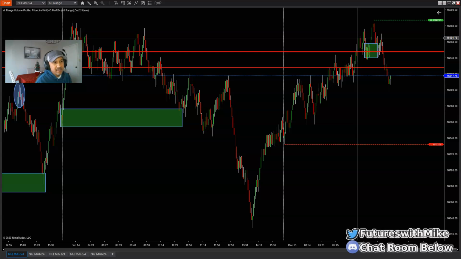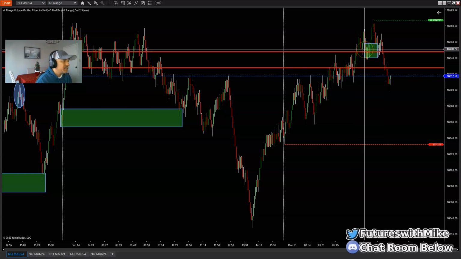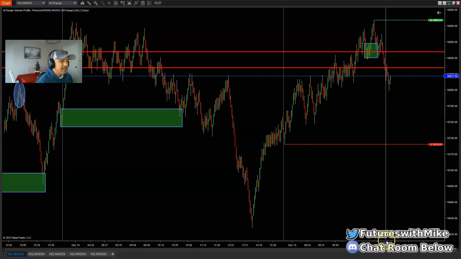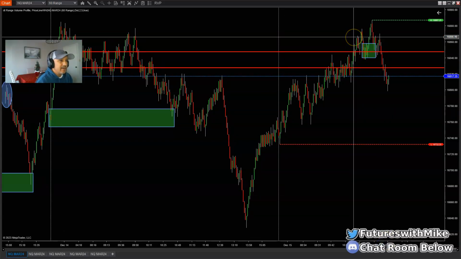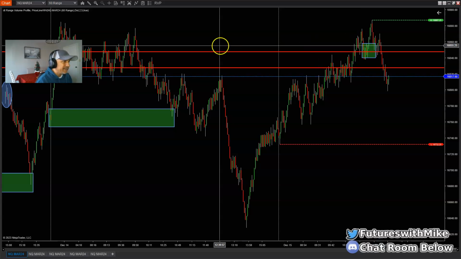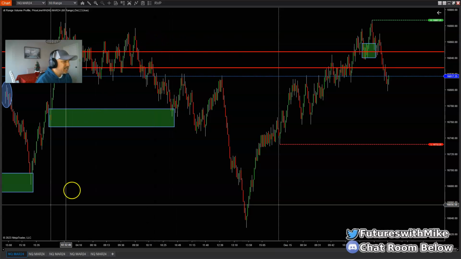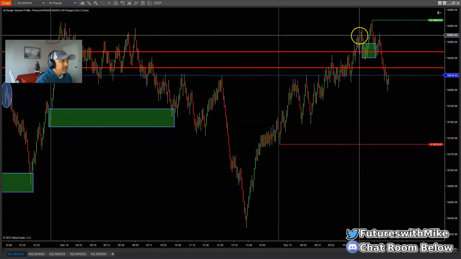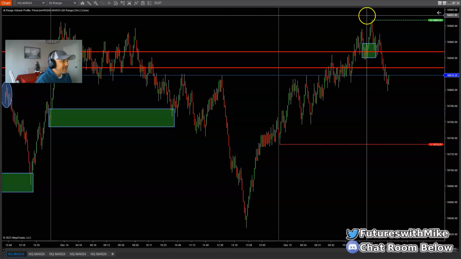But you have to understand and look below where it could possibly come down to, and then reject from there and continue pushing higher, which it did. It reacted around 866, okay? After filling that imbalance there at 862, it reacted, pushed higher, came back and pushed even higher.